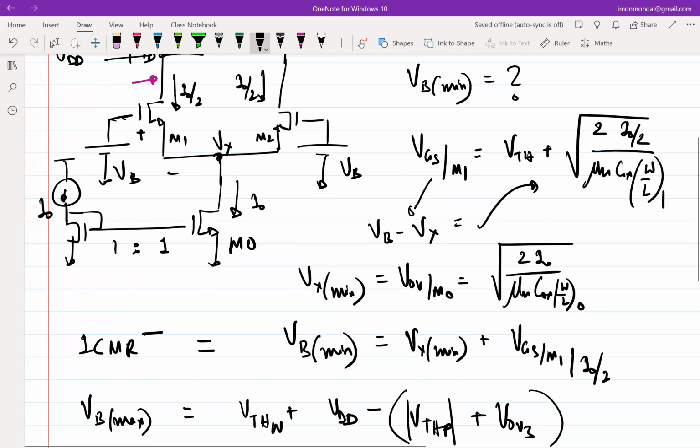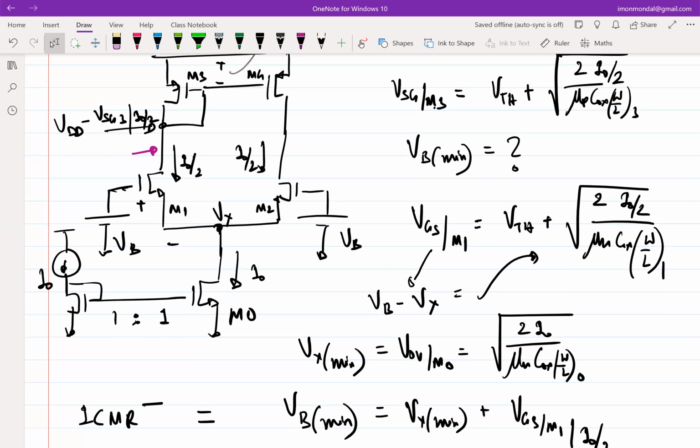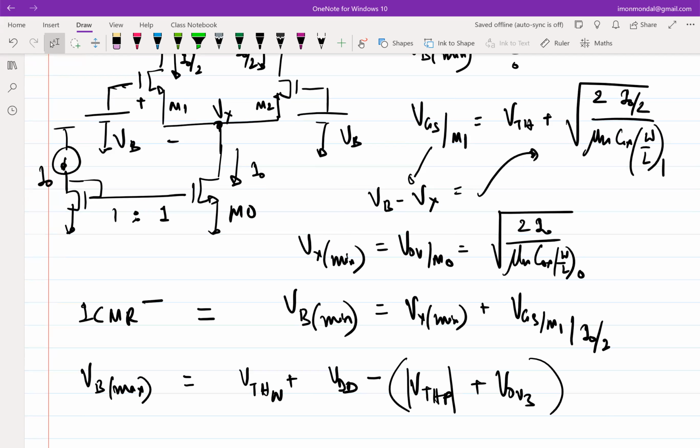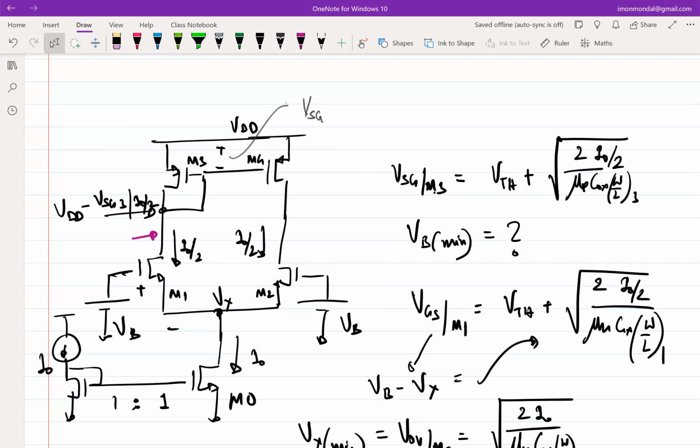Okay. So if the maximum VB is set by the left branch, then this bottom line will be the ICMR plus. Now the question is whether it is set by the left branch or by the right branch. For that, we need to understand what the quiescent V0 will be. Do I know what the quiescent V0 is by just looking at this structure?